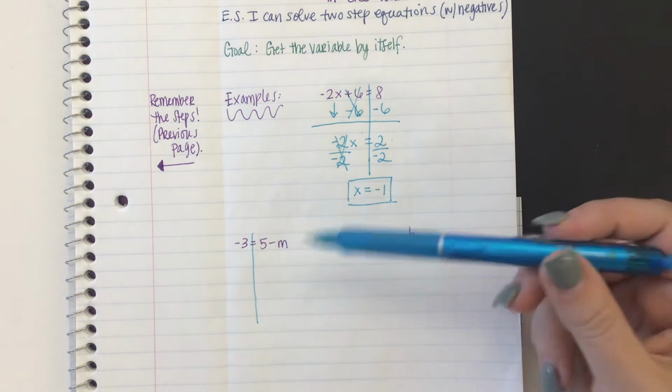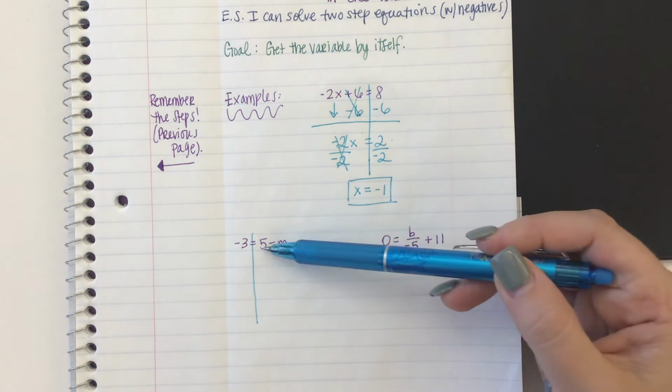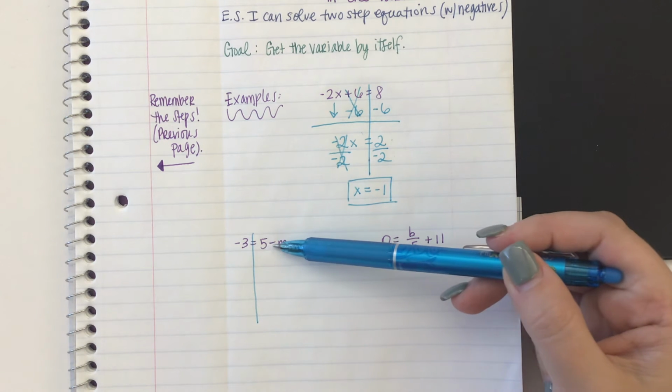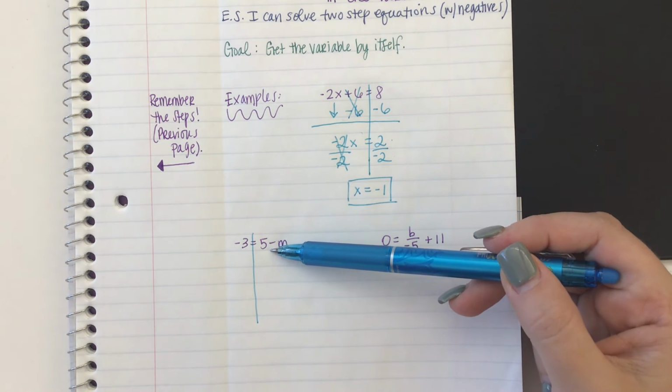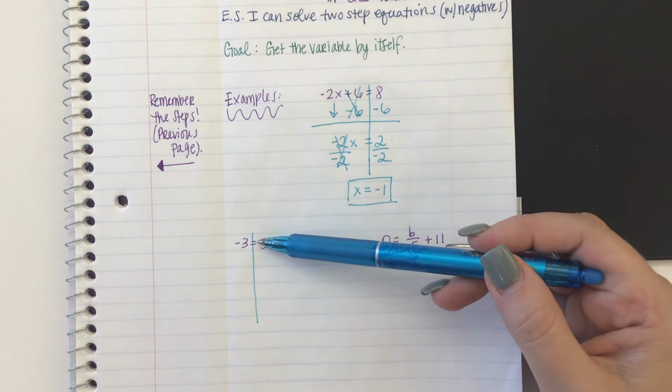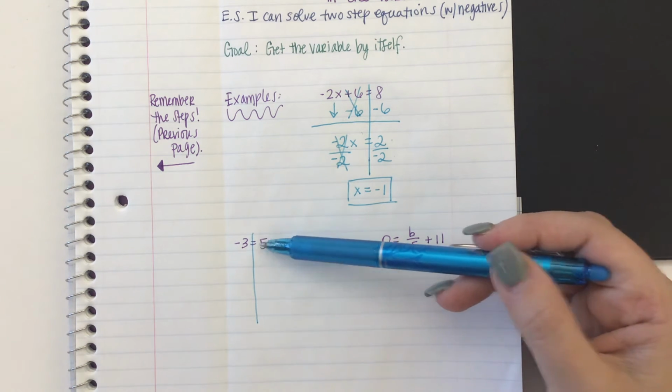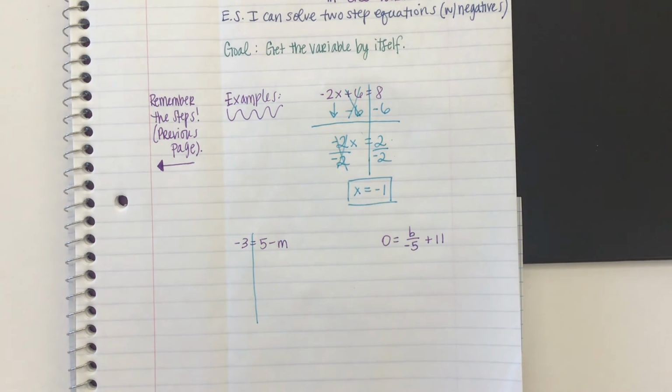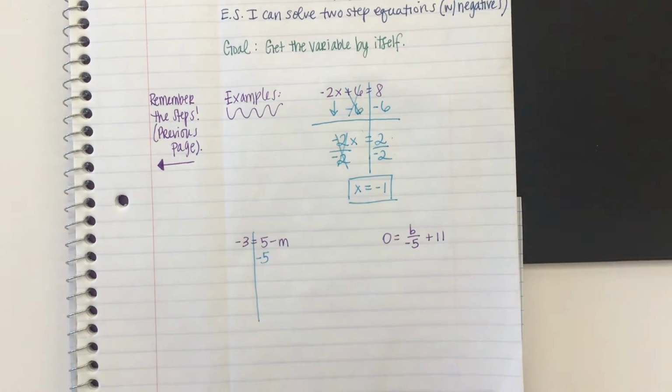Now, here's a common misconception. You think because this negative is right after the 5, you're going to add 5. But no, you have to take the sign in front of the 5. Since there is no sign in front of the 5, it means it's a positive 5. So the opposite of positive 5 is actually negative 5.